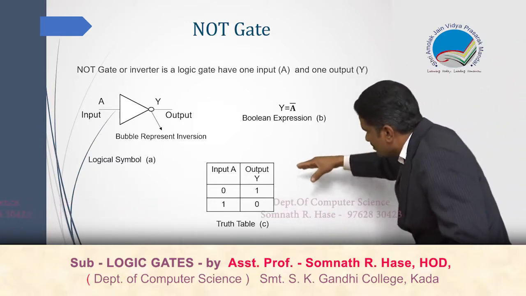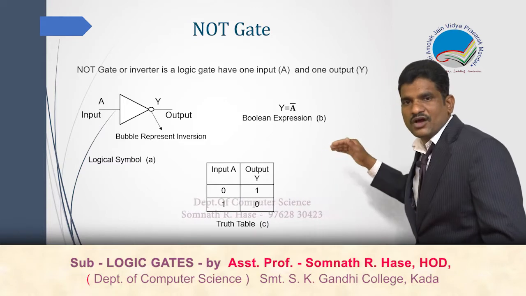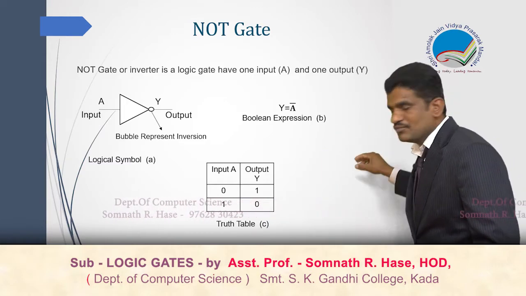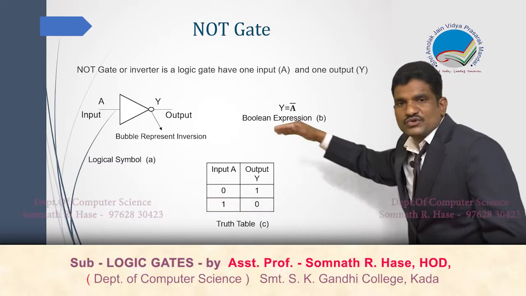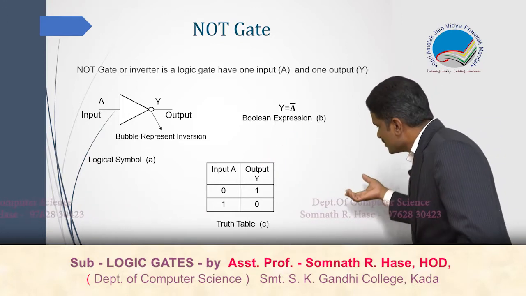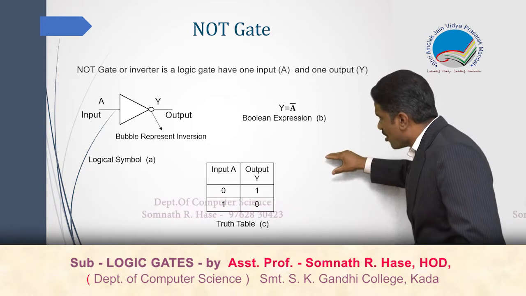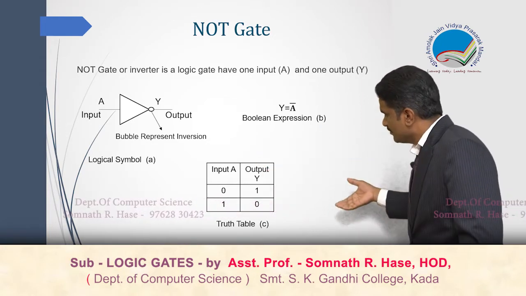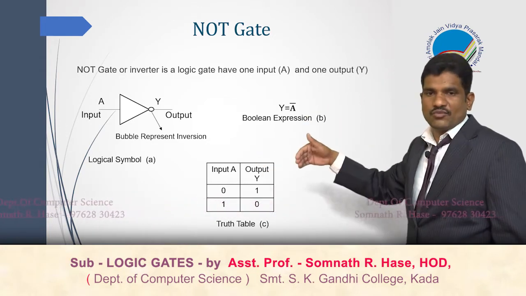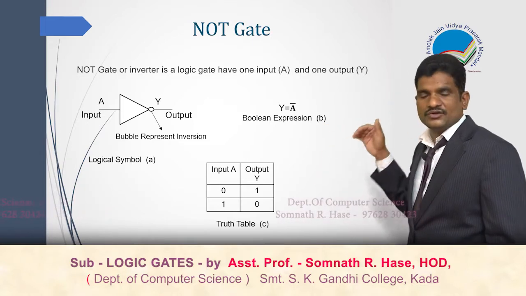Lastly, at the bottom of this slide we can see the truth table of the NOT gate. When input is 0, the output is 1. When input is 1, the output is 0. That is, when input is off, output is on. When input is on, output is off. So this is the truth table of the NOT gate.